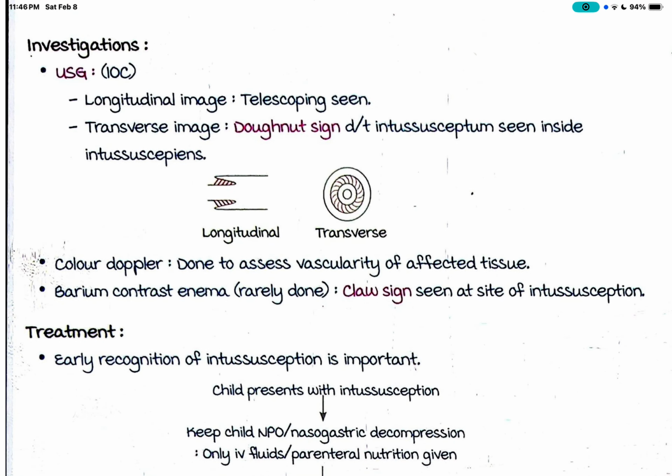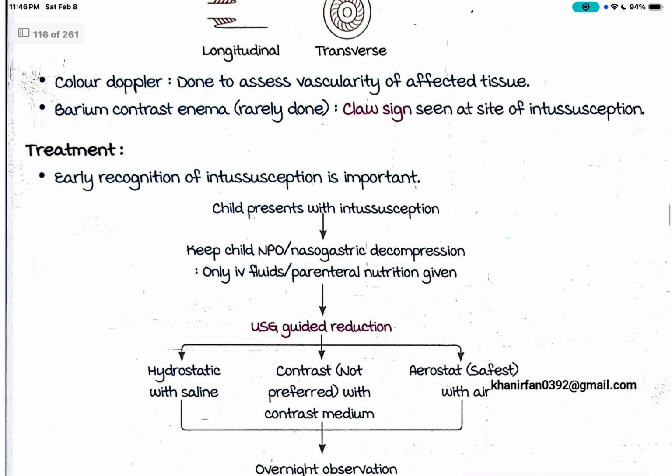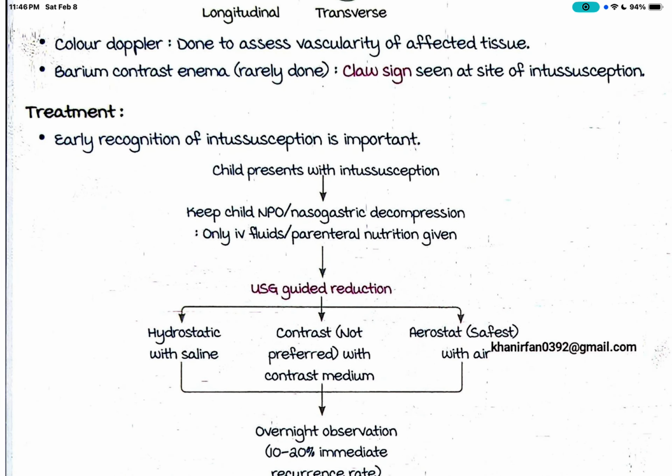Investigation of choice is ultrasound. Longitudinal image: telescoping is seen. Transverse image: donut sign due to intussusceptum seen inside the intussuscipiens. Color Doppler is done to assess vascularity of affected tissue.